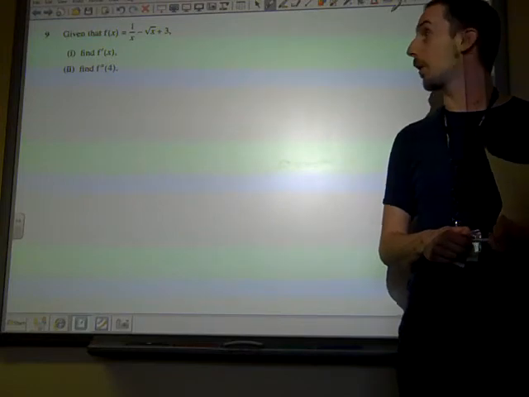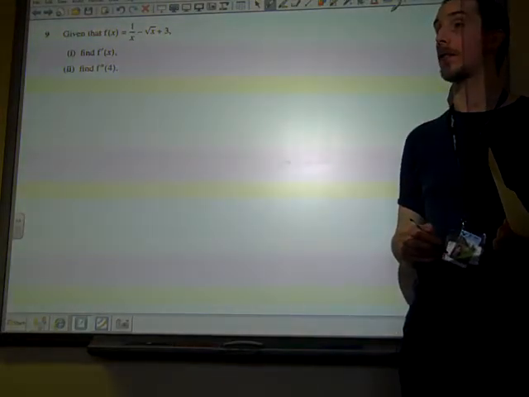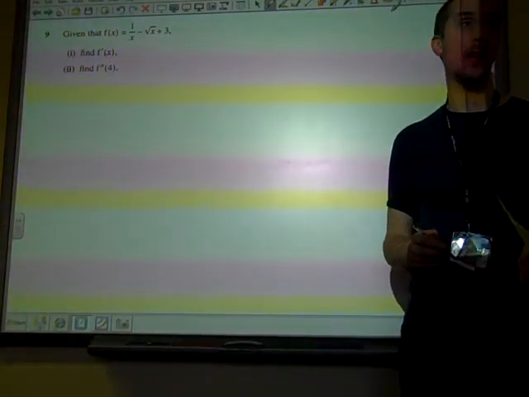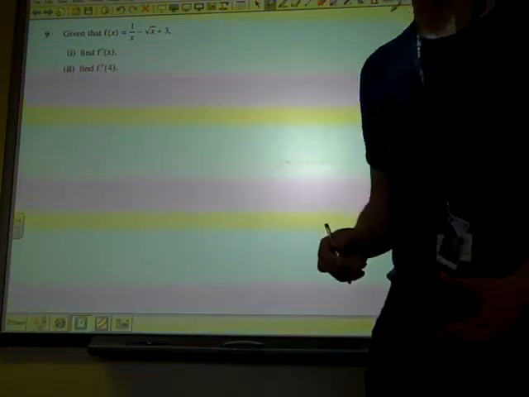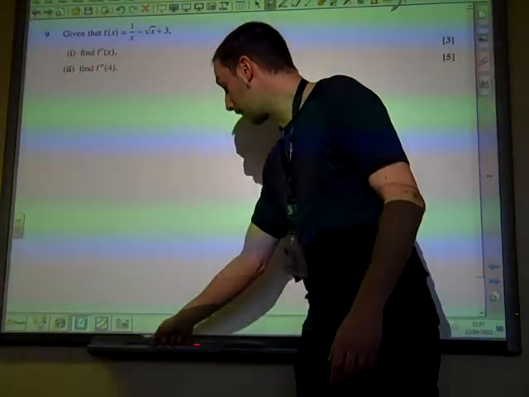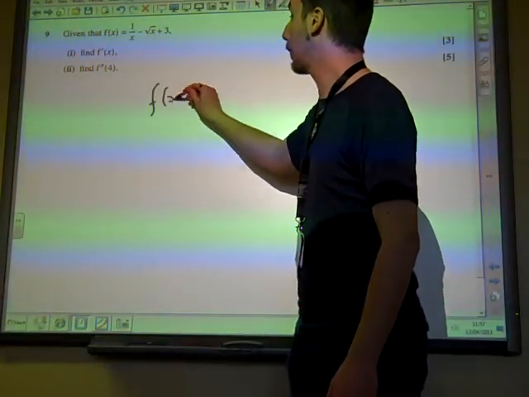Given that f of x equals 1 over x minus root x plus 3, find f dashed x and f double dashed of 4. The first thing that we're going to do with this is rewrite f of x in a way that we can do something with it.